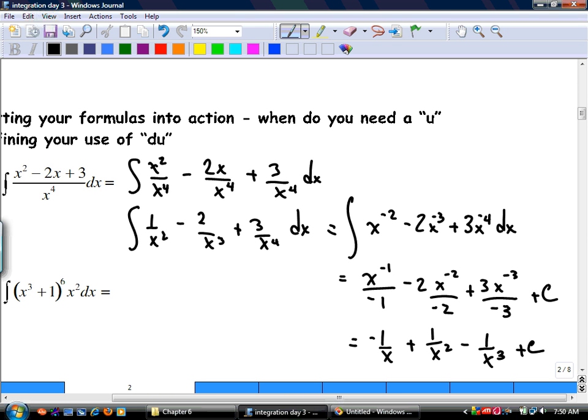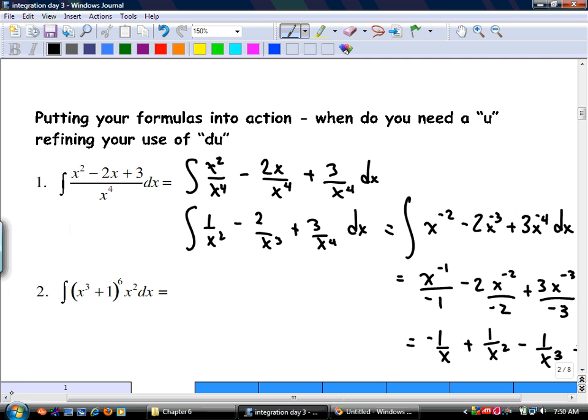So did we need to use u there? No. Okay. Next: the antiderivative of x cubed plus 1, all to the 6th power, times x squared dx. What do you want to try and let u be? Stuff in the brackets. Yay! u equals x cubed plus 1.